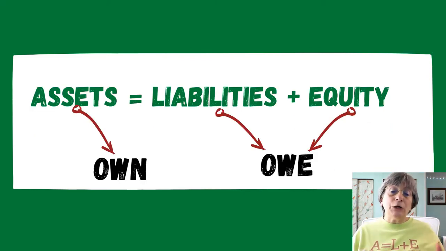So let's talk about each one of those components of the accounting equation. The first one on the left-hand side is assets. So assets are something that a business owns. So it could be cash, it could be inventory that we bought to sell to our customers, it could be a piece of equipment or a vehicle or a building. Those are all examples of assets. It's something that the business has that has value.